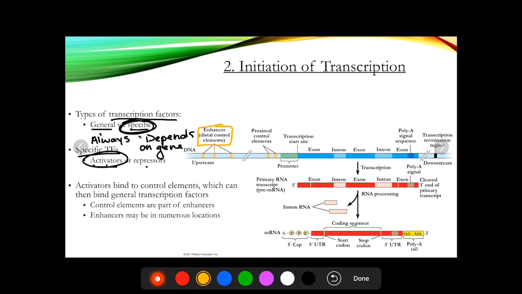Each activator, which is a specific transcription factor, binds to a particular control element. The control elements are these little pieces of DNA, and they're variable, okay? So each activator binds to a control element. Based on which activators are present, you'll have different general transcription factors binding, which will eventually increase transcription.